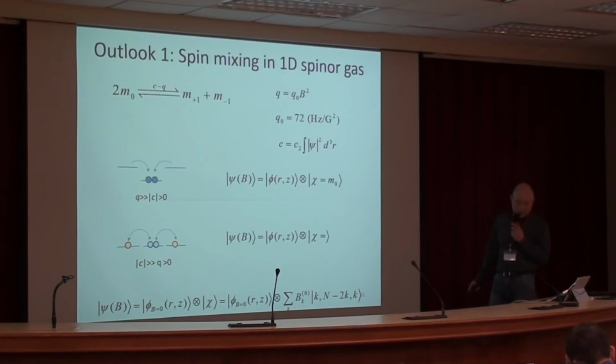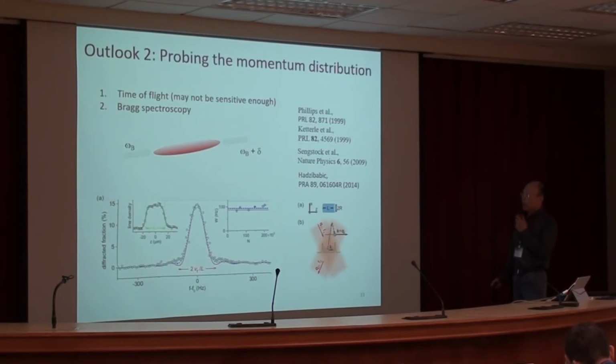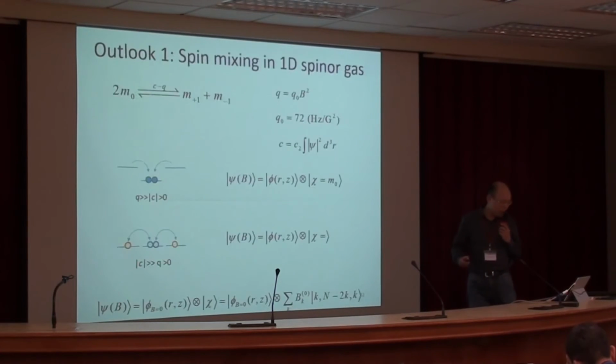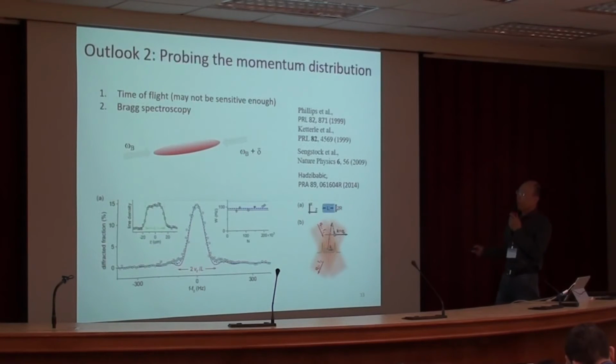Sorry. And next, once you can add the spin degree of freedom, not just the n equals 0 state but any configuration with different spin symmetry, then the next thing you will ask is, how can I probe the momentum distribution when they reach this spinor TG regime? The easiest thing is time of flight. Time of flight is the way you measure the momentum distribution, but it may not be sensitive enough.